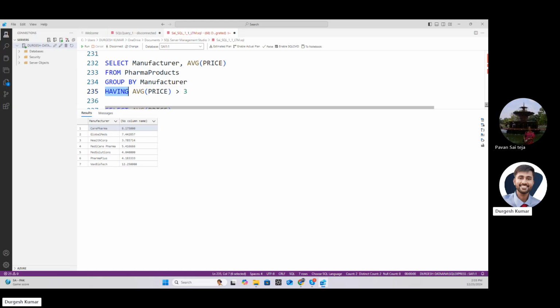So the HAVING clause is fulfilling the requirement which is not possible through the WHERE clause, because the WHERE clause is just a normal filtering clause where you can pass a column and filter whether a value in this column is greater than this or not, something like that. But the HAVING clause can be used to do an aggregate filter.